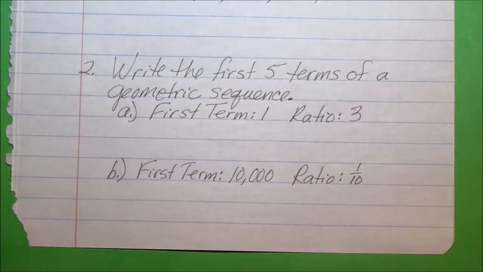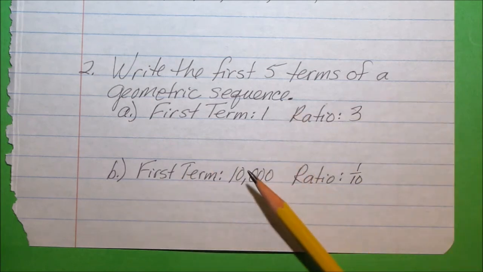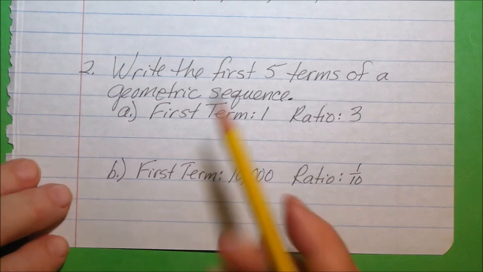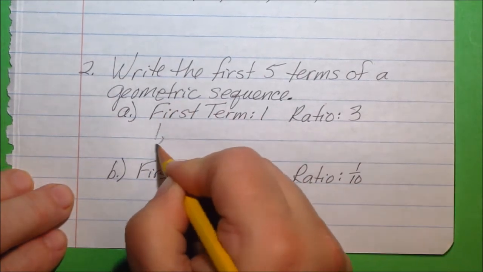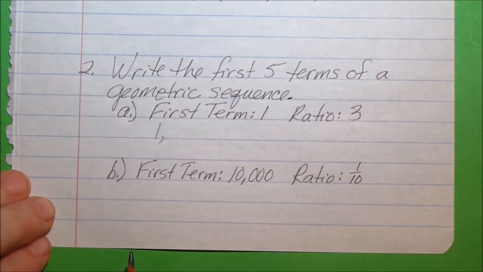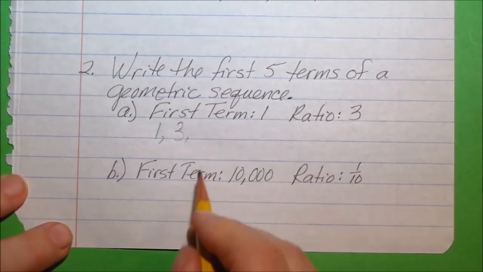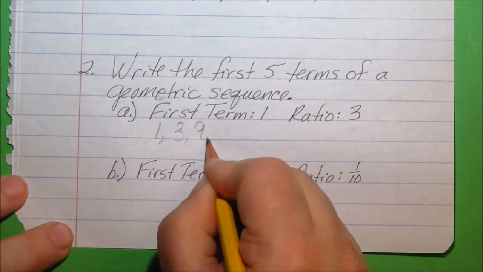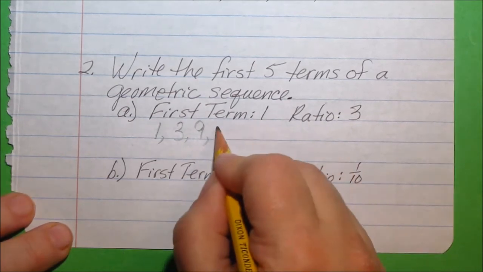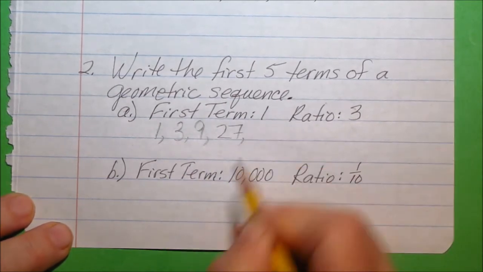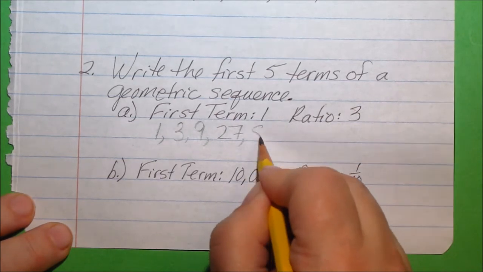All right, so number 2 on our practice problems. Write the first 5 terms of a geometric sequence. They're giving you the first term and the ratio. I know my first term is going to be 1, and I know I'm multiplying by 3 every time. So 1 times 3, of course, is 3. 3 times 3 is 9. 9 times 3 is 27. And 27 times 3 is 81.